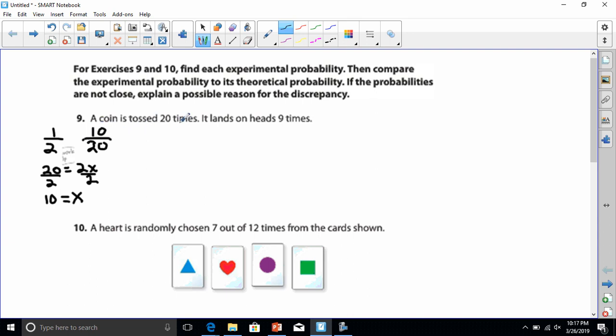Now, that being said, in this experimental probability, we found out that it actually only landed 9 times out of 20. What does this mean? Well, actually, these are very close to each other. When it says if the probabilities are not close, explain a possible reason, they are close.